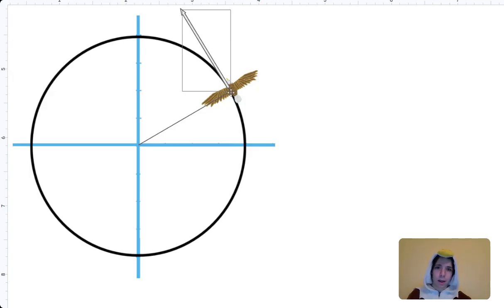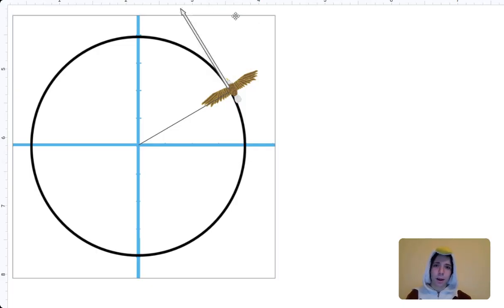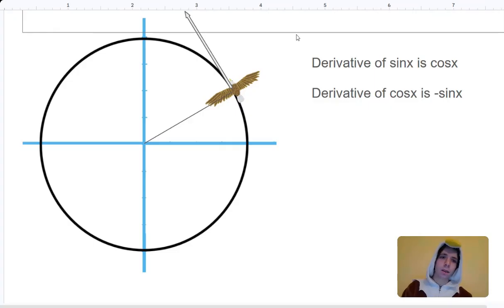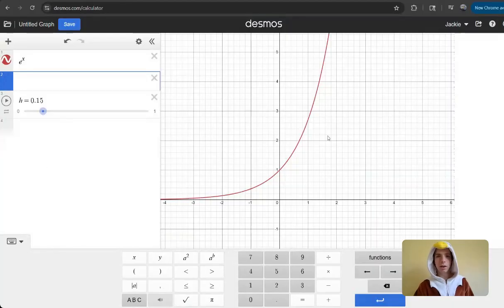And that means that if her x position is cosine of theta, the change in y is going to be cosine of theta because this is perpendicular, x turns into y. And the change in x is going to be negative sine theta. So that's how we get the derivative of sine of x equals cosine x, and the derivative of cosine x equals negative sine x.